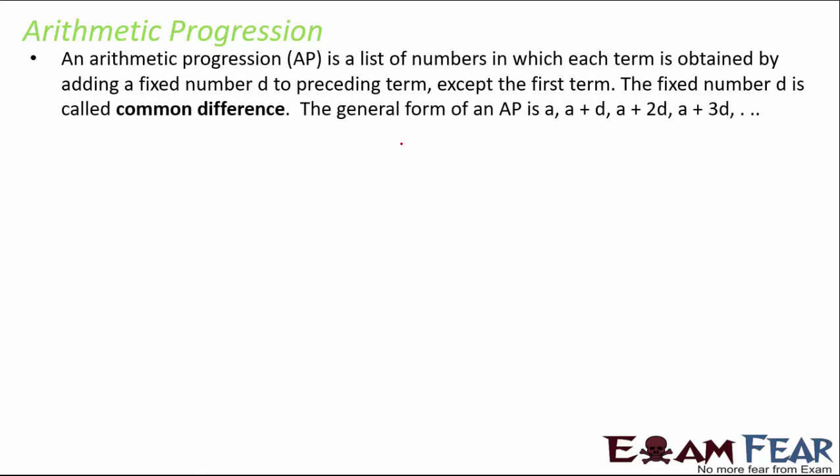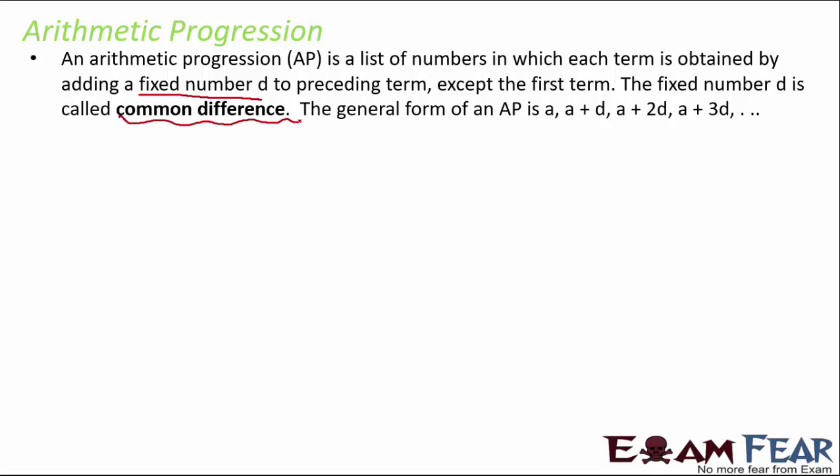So when it comes to arithmetic progression or AP, it is basically a list of numbers in which each term is obtained by adding a fixed number to the preceding term, except the first term. And this fixed number is called common difference.